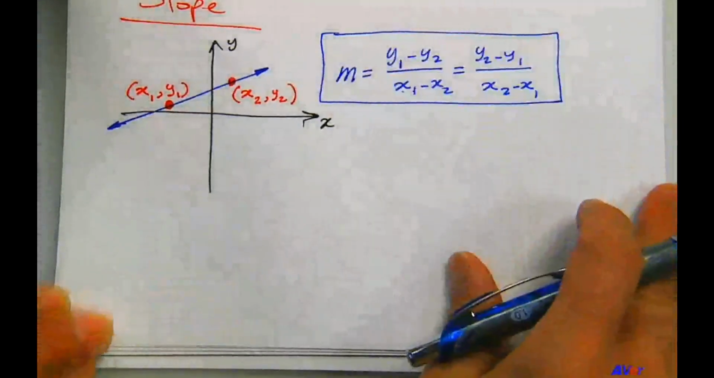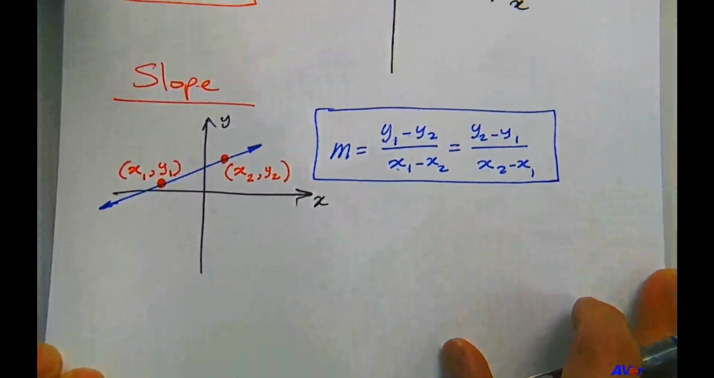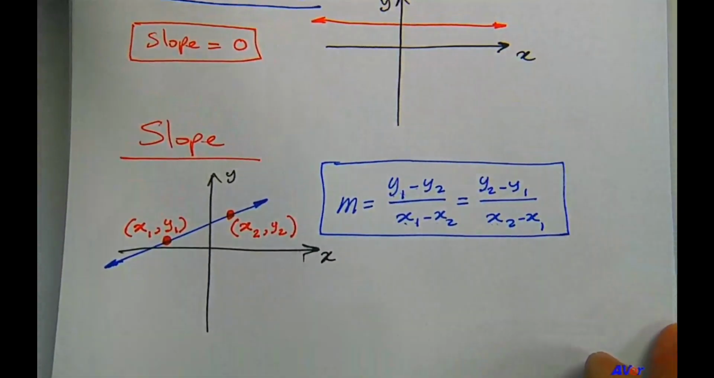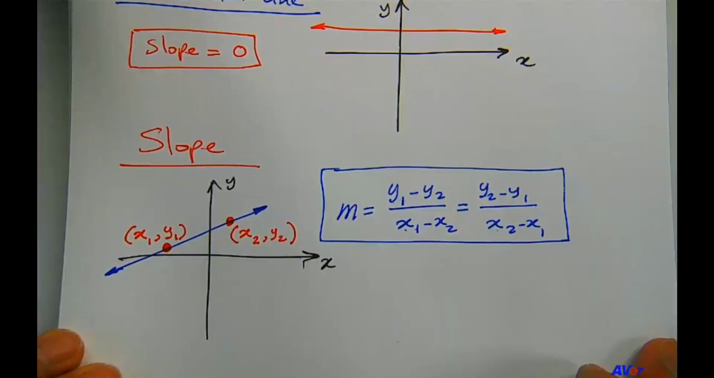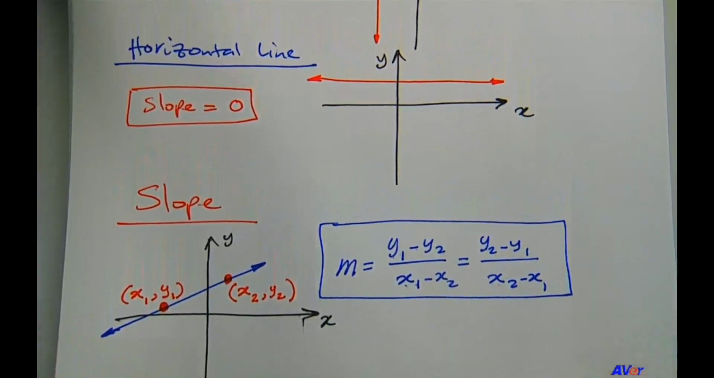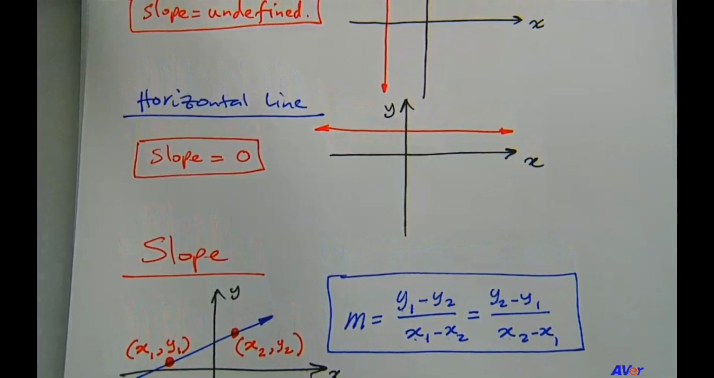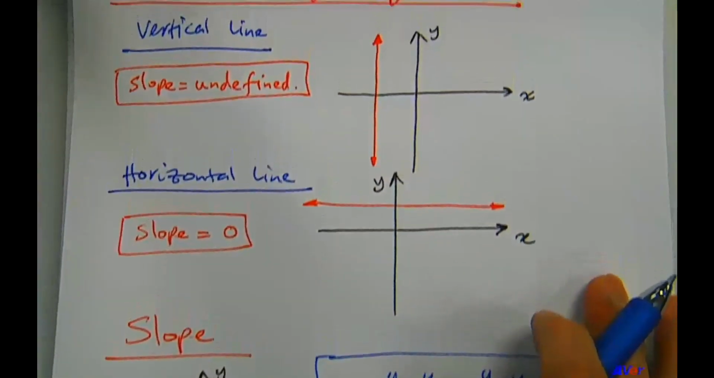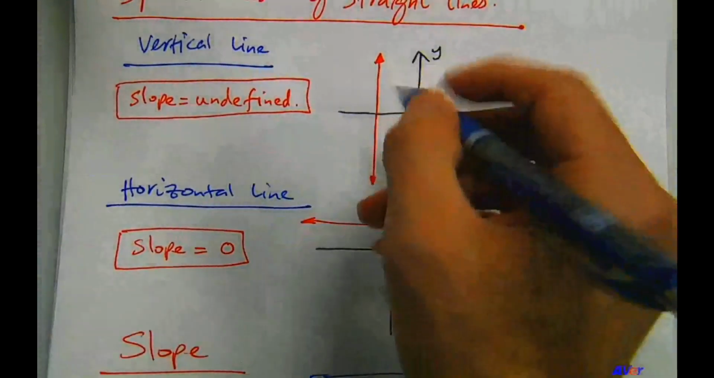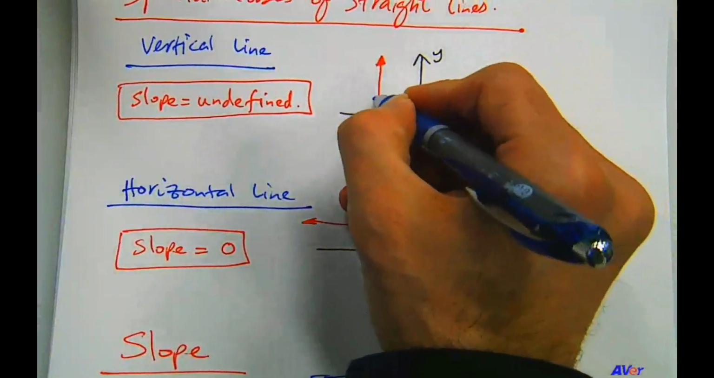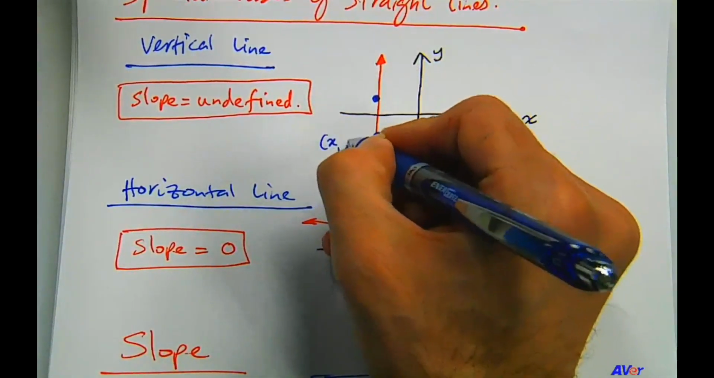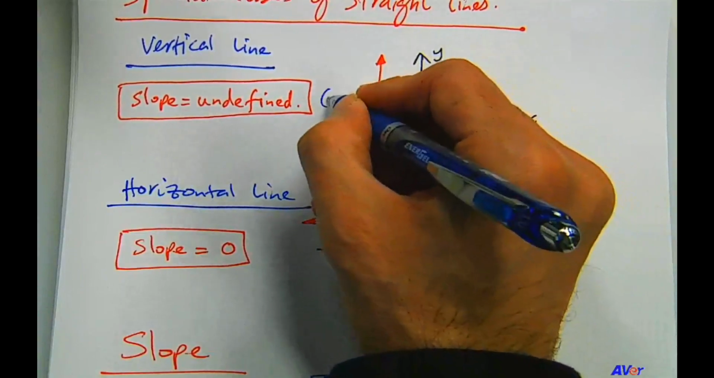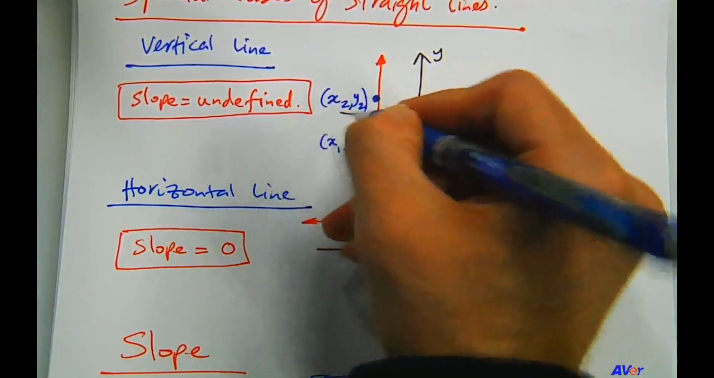We talked about the vertical line and horizontal line. So why is it that the vertical line has undefined slope and the horizontal line has a slope equal to 0? Well, let's pick a couple of points on this vertical line. Let's pick this one and that one. That one we can label as x1 comma y1 and this one x2 comma y2.